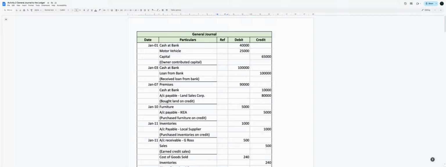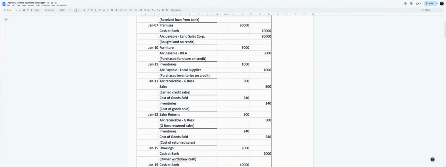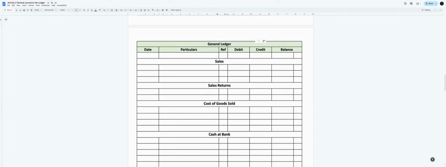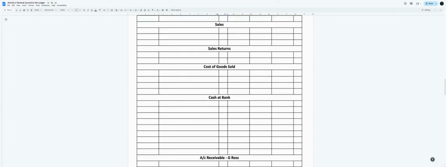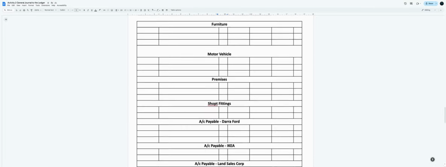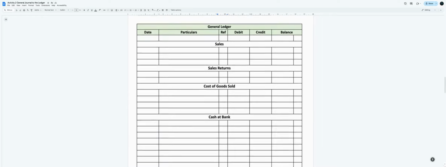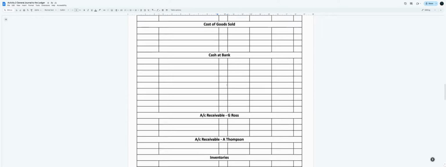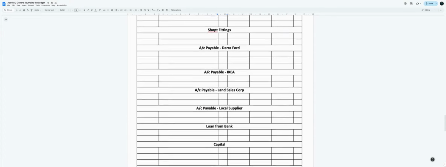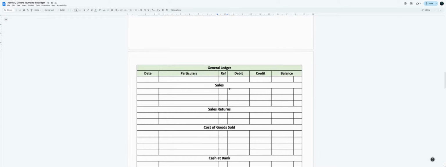Okay, so we're looking at the general journal that we were looking at today and putting it to our ledger. So we have the ledger here in the correct order that we want to do the posting. They start with our revenues, our expenses, followed by our assets, then our liabilities, and then our owner's equity. So let's go ahead and start with sales.